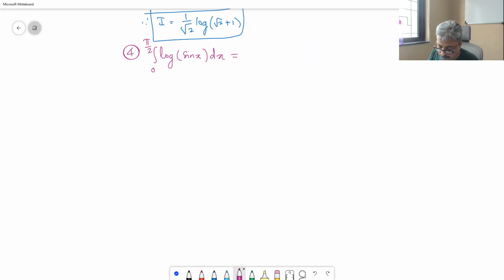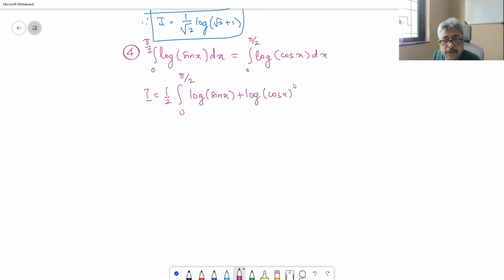Solution. This is equal to integral 0 to pi by 2 log cos x. So I is equal to 1/2 integral 0 to pi by 2 log sin x plus log cos x, which is equal to 1/2 integral 0 to pi by 2 log sin x cos x, which is log sin 2x upon 2.